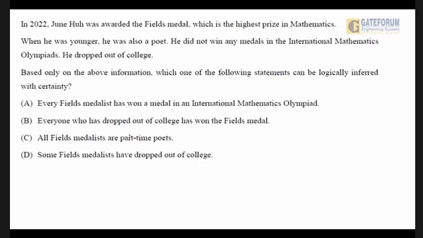When he was younger, he was also a poet. He did not win any medals in the International Mathematics Olympiads. He dropped out of college. These things were given when he was younger. He was also a poet. He did not win any medals in the International Mathematics Olympiads. He dropped out of college also. Based only on the above information, which one of the following statements can be logically inferred with certainty?